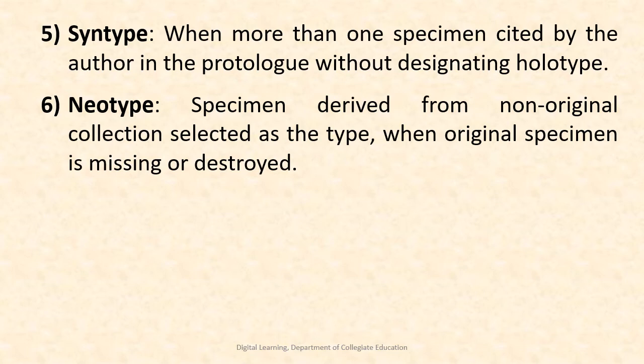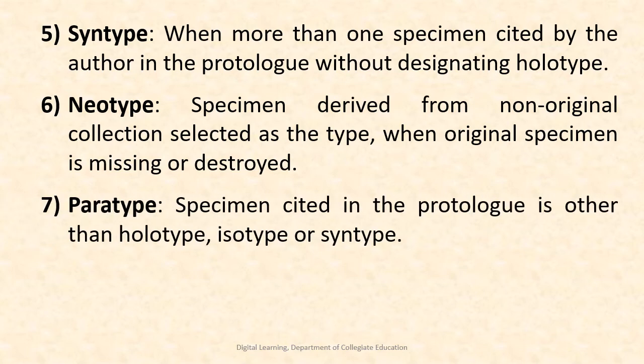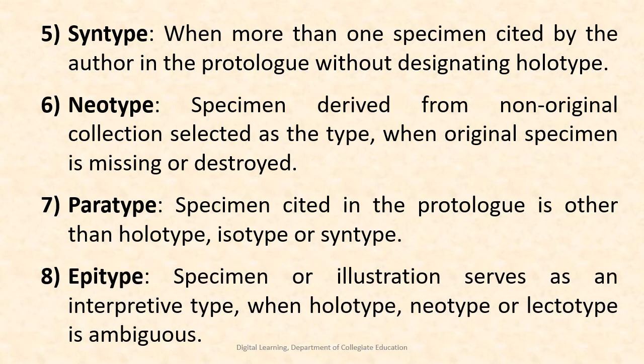Neotype: a specimen derived from a non-original collection, selected as a type when the original specimen is missing or destroyed. Paratype: the specimen cited in the protologue other than the holotype, isotype, or syntype. Then epitype: a specimen or illustration that serves as an interpretive type when the holotype, neotype, or lectotype is ambiguous.